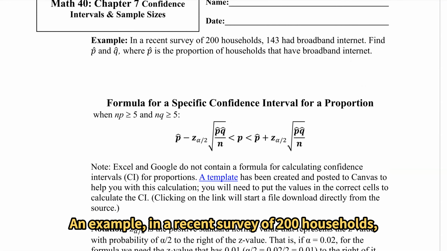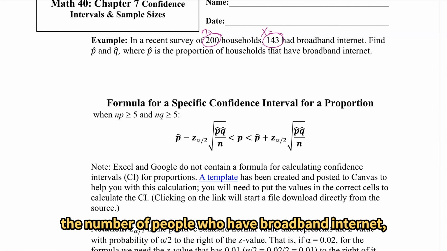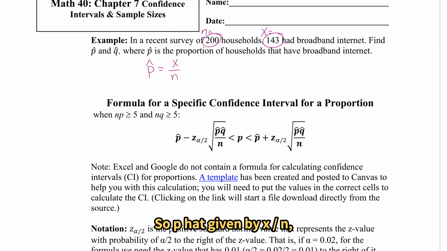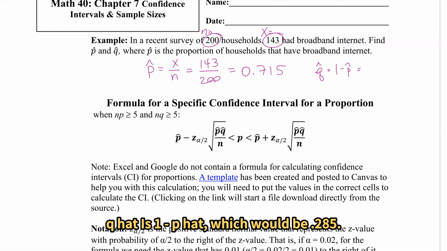An example, in a recent survey of 200 households, 143 had broadband internet. We want to find P hat and Q hat, where P hat is the proportion of households that have broadband internet. So in a problem like this, N is our sample size, 200. X is the number of households that have broadband internet. So P hat is given by X divided by N, which would be 0.715. Q hat is 1 minus P hat, which would be 0.285.